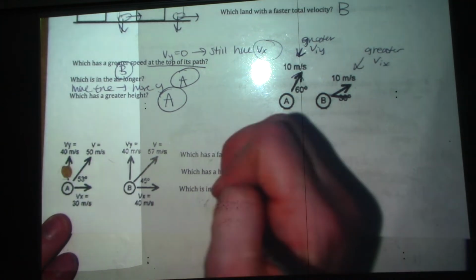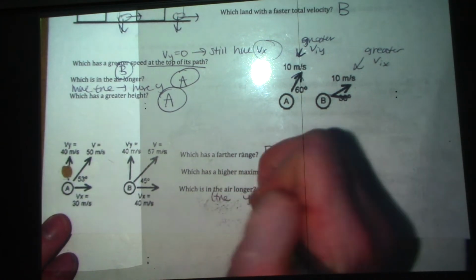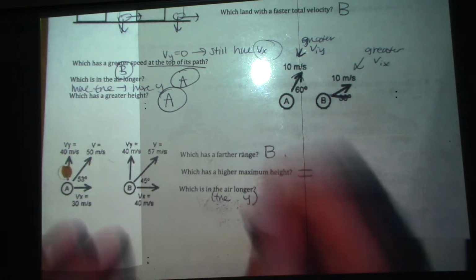Which one's in the air longer? So time, we're looking at the y part. They have the exact same y, so they'll be in the air for the exact same amount of time.